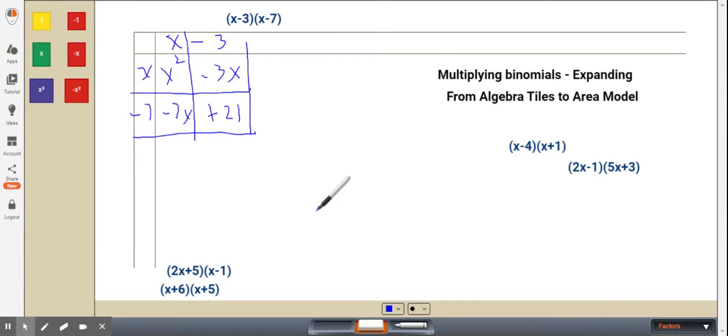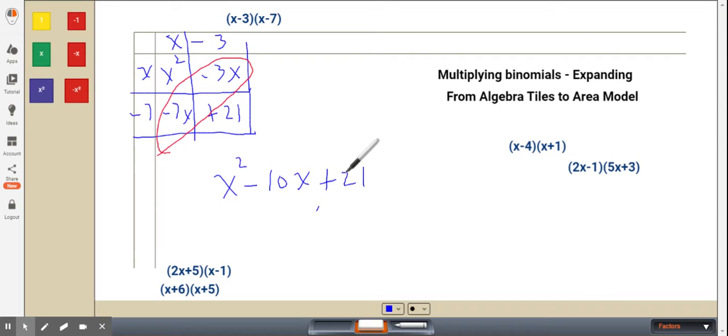So we did what we've done before, x times x, x squared, and then x times negative 3, negative 3x. And then the next row, negative 7 times x, negative 7x, negative 7 times negative 3, positive 21. And just like before, I'm going to mark my diagonal, and then I'm going to write the expression simplified. So I have x squared, and then negative 7x minus 3x is negative 10x, and finally plus 21.